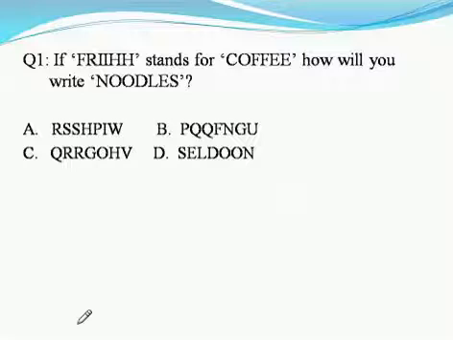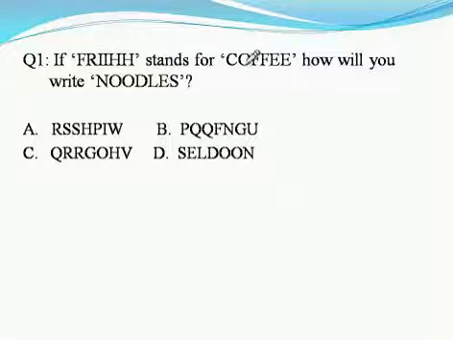This question states, if FRIIH stands for coffee, how will you write noodles? So FRIIH stands for coffee. That means coffee is being encoded like this, in this format. So how will you encode noodles? These are the 4 options.